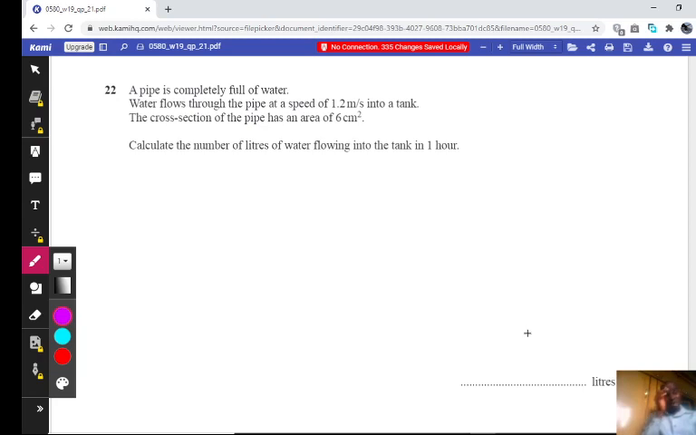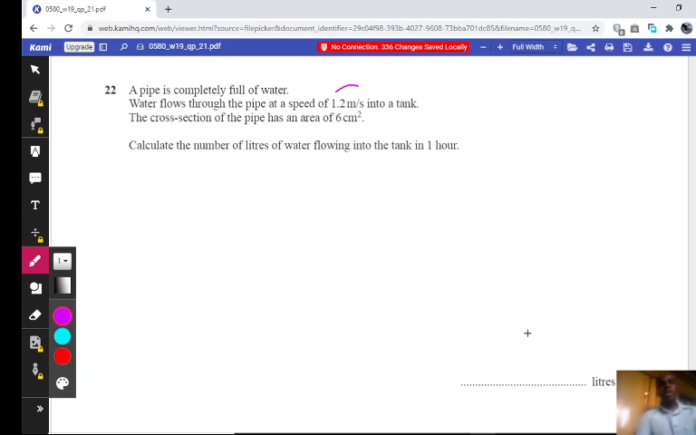Right, so the first thing you need is the volume of water. In this case there are square centimeters, so you can get it in cubic centimeters, and then from there you can convert it to liters. That's the first thing. Take note of this. Water flows through the pipe at a speed of 1.2 meters per second, and the cross-sectional area is 6 square centimeters. So in 1 hour, I want to see the volume of water that has flowed into the tank. That's the volume that you want.